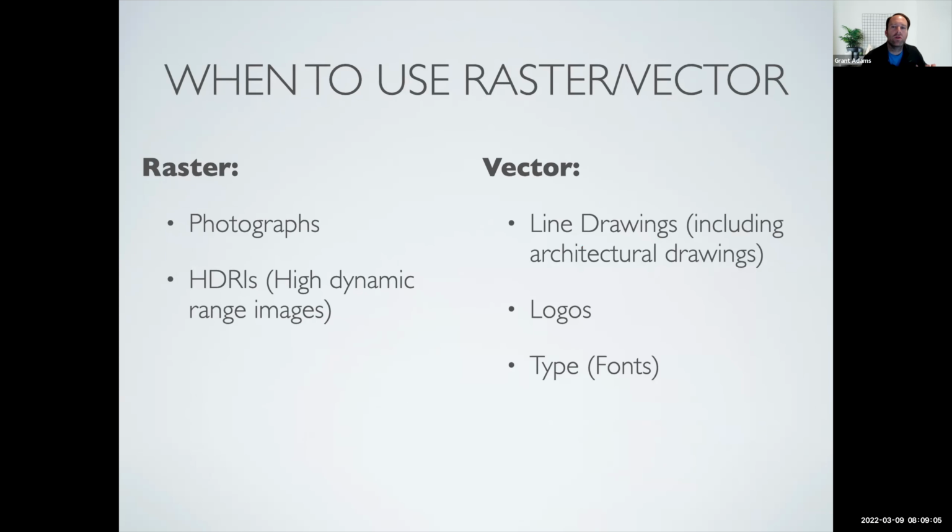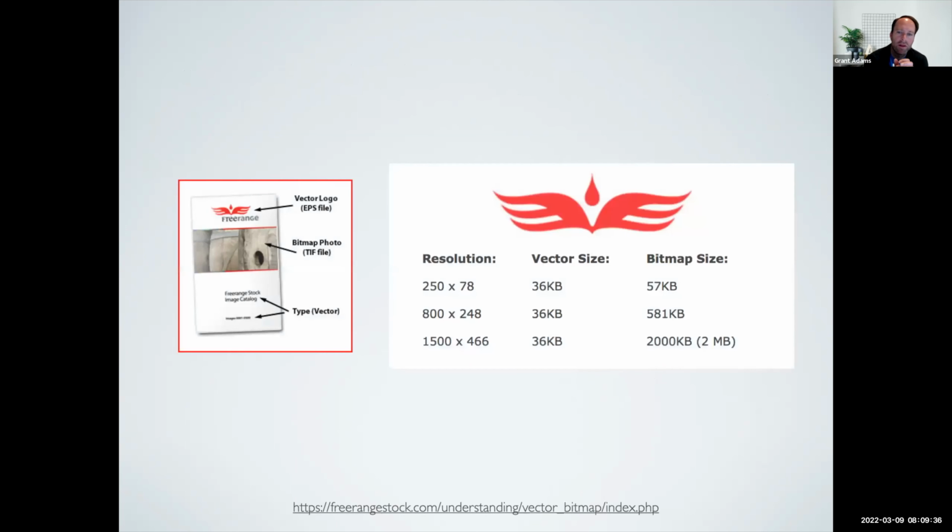So when do we use raster and when do we use vector? Rasters are fundamentally about photographs, high dynamic range images, and that's about it. Vector graphics are line drawings, which would include architectural drawings, logos, and fonts. Fonts are an unexpected one, but think about it. You can blow a font up. You can make a font bigger and bigger in size, and it never distorts. You never get pixelated edges. So it is fundamentally a vector graphic as well.